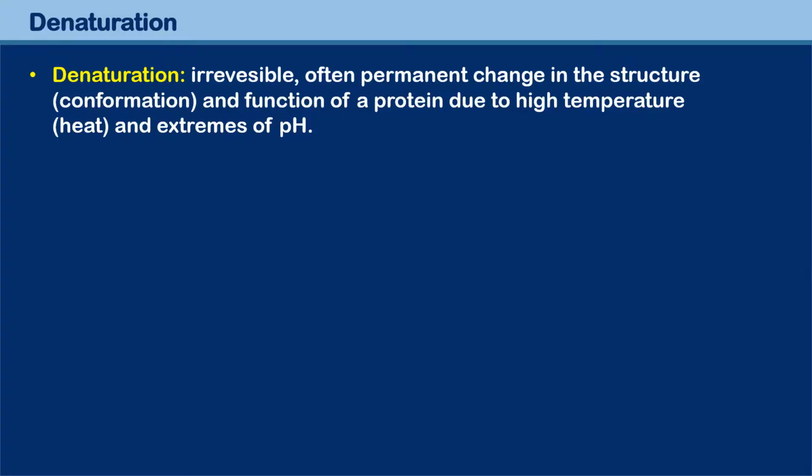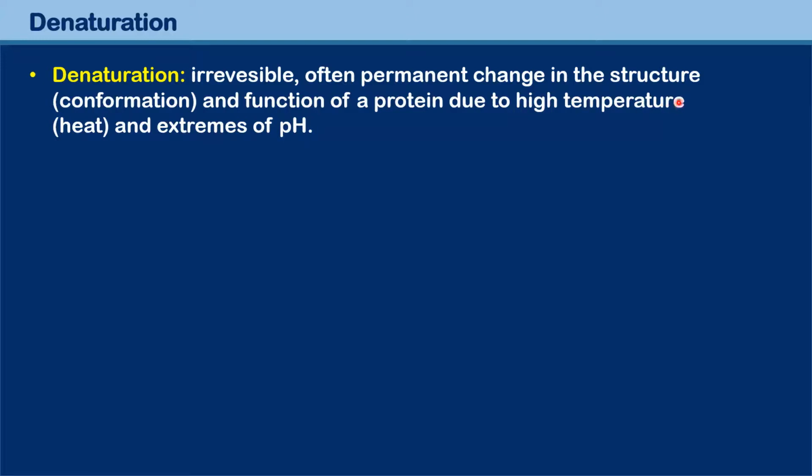Proteins can denature, and denaturation is the irreversible, often permanent change in the structure, in other words, in the conformation and function of a protein due to high temperature, heat, and extremes of pH. In other words, when you denature a protein, you break it so it doesn't work anymore. And you change two things. You change its shape, and if it loses its shape, then it's also not able to work anymore. That's essentially relatively straightforward. And there are two ways how you can do that.